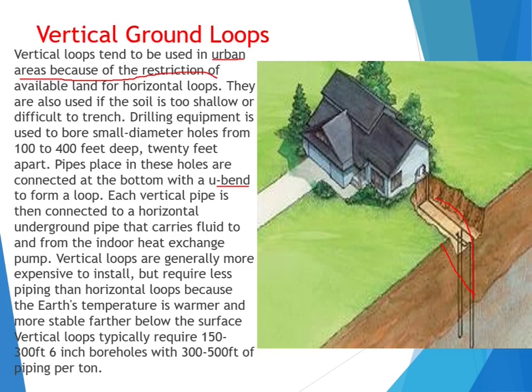Basically, vertical loops can go as deep as 400 feet, whereas the horizontal loops are of much lesser depth, but they need an open field. See, in the vertical loops, the depth is more, but it doesn't need the open field. But in the horizontal, it's not of much depth, but it needs an open field.